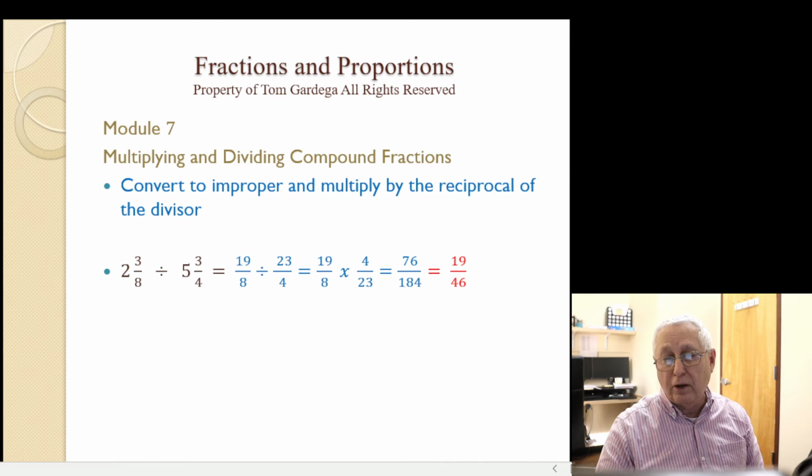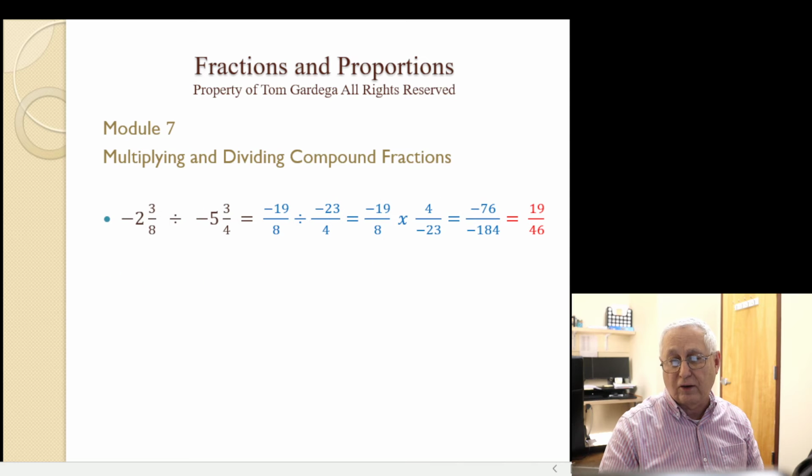Convert to improper. Here we have 2 3/8 divided by 5 3/4 equals, again, we've changed this to its improper form, 19/8 divided by 23/4. If you remember, we have to multiply by the reciprocal of the divisor, 23/4, so it becomes 19/8 times 4/23. 4 times 19 equals 76. 8 times 23 equals 184, and we can reduce this to 19/46.